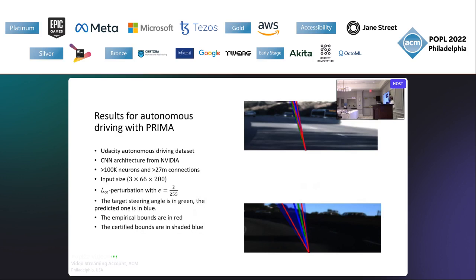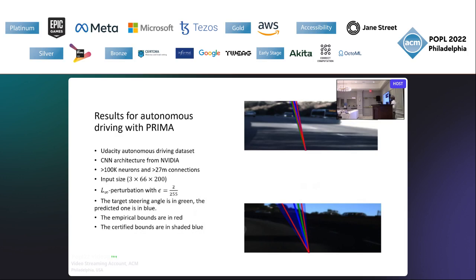This is useful because if you're using a self-driving car, your camera is going to capture different images depending on whether the weather is sunny or cloudy or whatever, right? So you may want to know what the range of steering angles is that we can get. Is this going to lead me down the hill, or is it going to keep me safe?